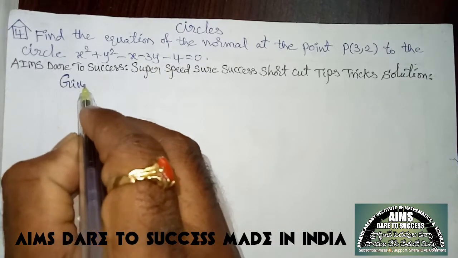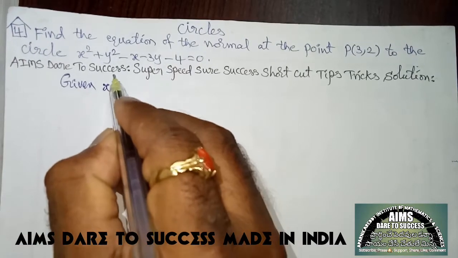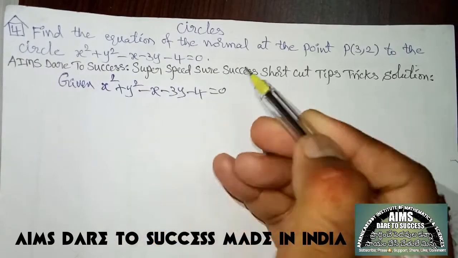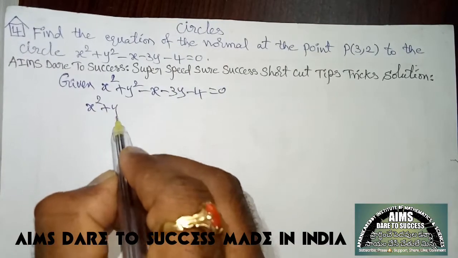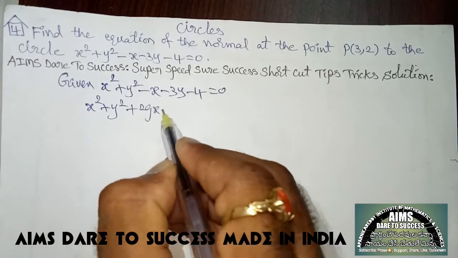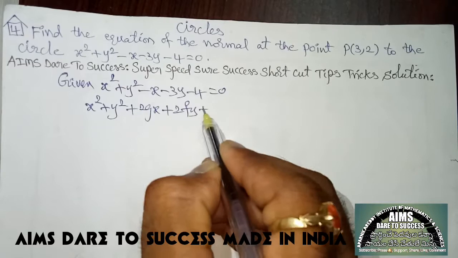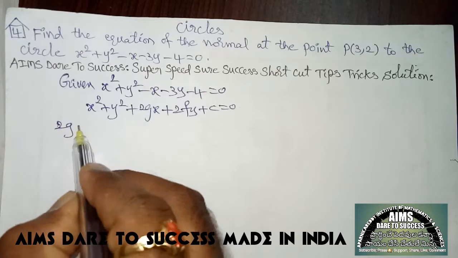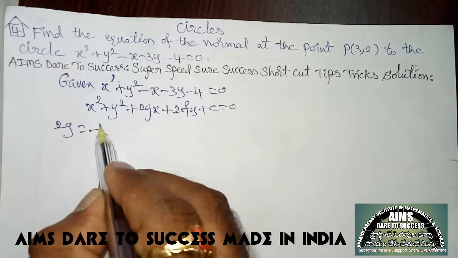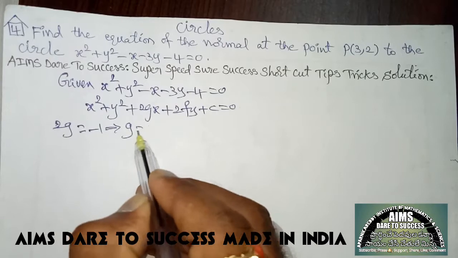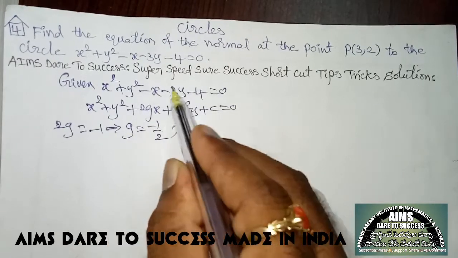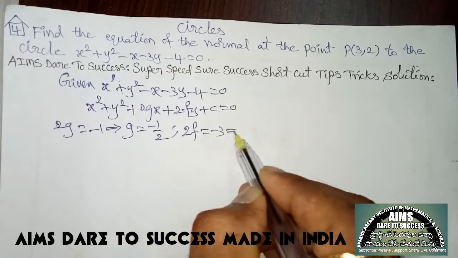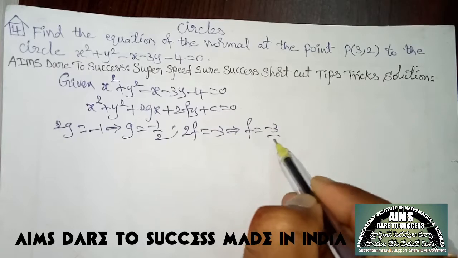Now I want to write the given circle: x² + y² − x − 3y − 4 = 0. Now I am comparing with the standard equation of the circle, x² + y² + 2gx + 2fy + c = 0. x² equals x², y² equals y². Comparing the x coefficient, 2g = −1, 2 going to the other side, g = −1/2. Comparing the y coefficient, 2f = −3, 2 going to the other side, we get f = −3/2.